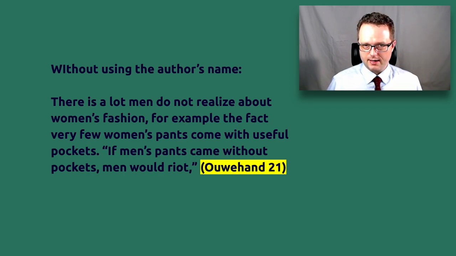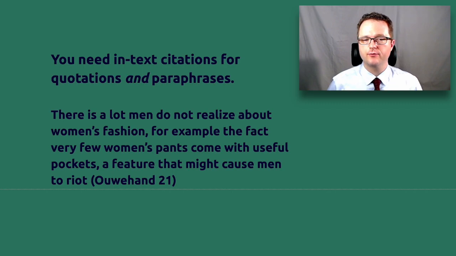You need in-text citations both for quotations and for paraphrases. If you summarize, you need an in-text citation for that as well. So here we have a paraphrase. There's a lot men do not realize about women's fashion. For example, the fact very few women's pants come with useful pockets, a feature that might cause men to riot. Awahand 21. So once again, we're giving the name of the writer and the page number where you can find that idea for any reader or listener who wants to go find where the writer Awahand said that. So we're going to go through. Here are some ways of making your in-text citation.